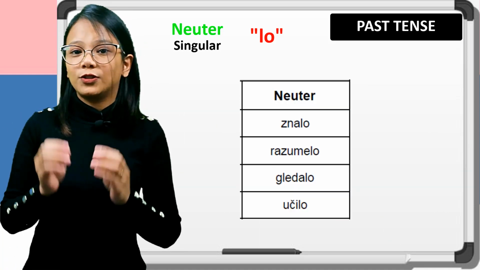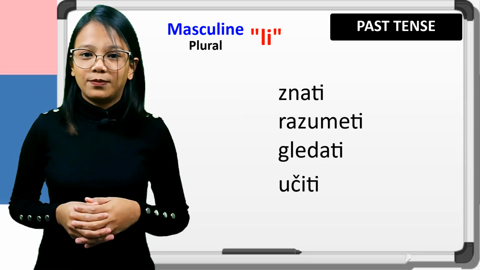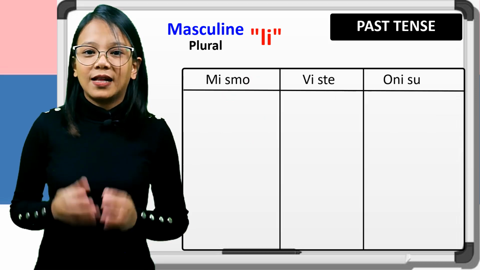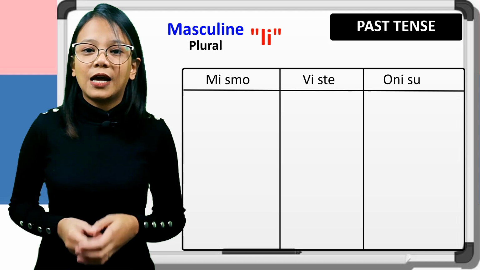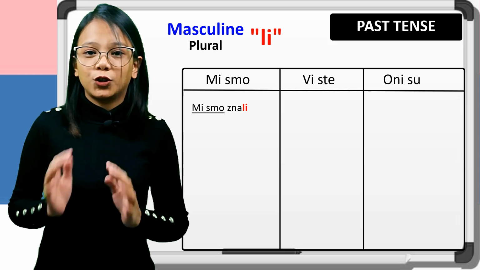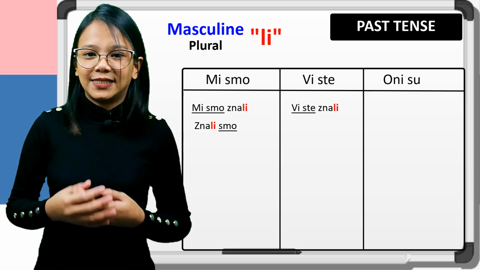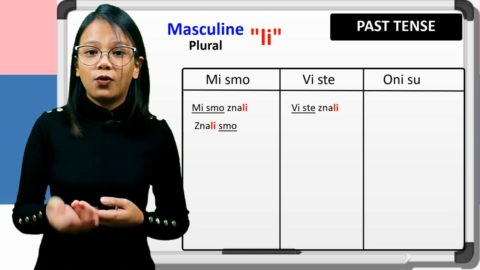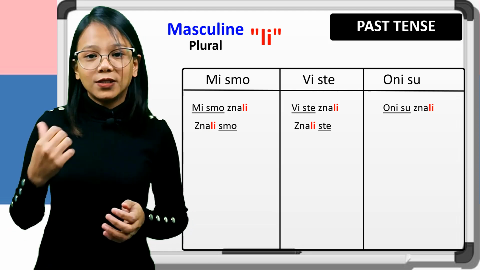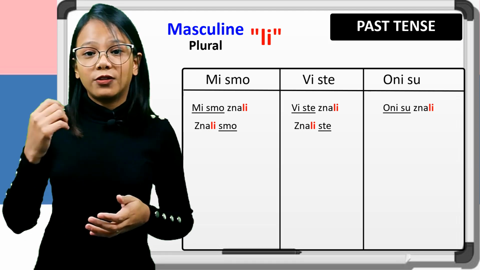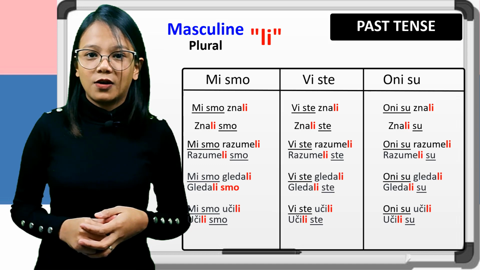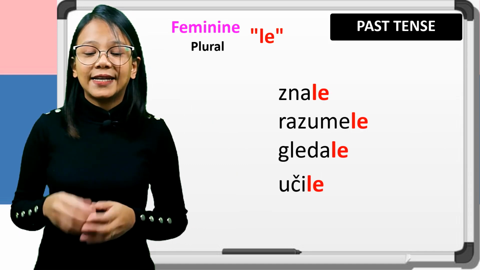For neuter, just remove ti and add lo. For masculine plural, just remove ti and add li. Znali, razumeli, gledali, učili. Let's add personal pronouns and auxiliary verb. Mi smo znali. We knew if we are all males or mixed. Short version, znali smo. Vi ste znali, you knew if all of you are males or mixed. Short version, znali ste. Oni su znali, they knew if they are all males or mixed. Short version, znali su.